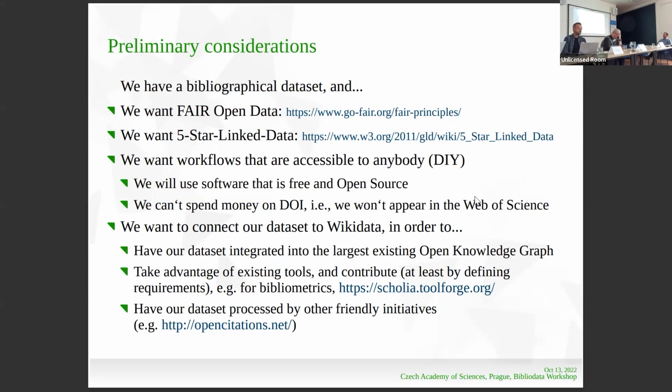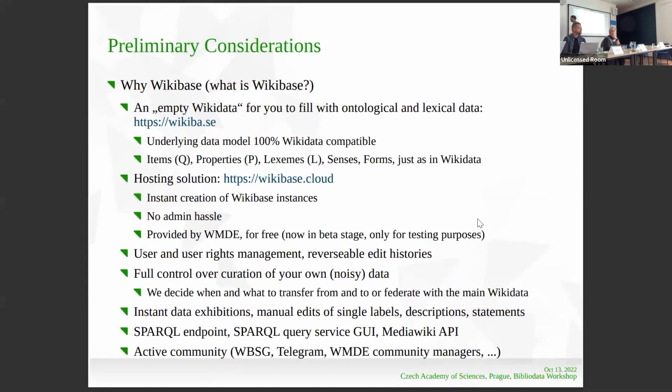Okay, and as soon as we have our data on Wikidata, our data set is seen by other friendly initiatives such as Open Citations. Okay, so why should we use the Wikibase software, and what is that? Wikibase is the software underlying the main Wikidata. So if you have a Wikibase instance, you have something like an empty Wikidata for you, which you might fill with your content and your properties and your ontology items, and also with lexemes. Now, it's also possible to have lexical data on Wikibase, just as in Wikidata.